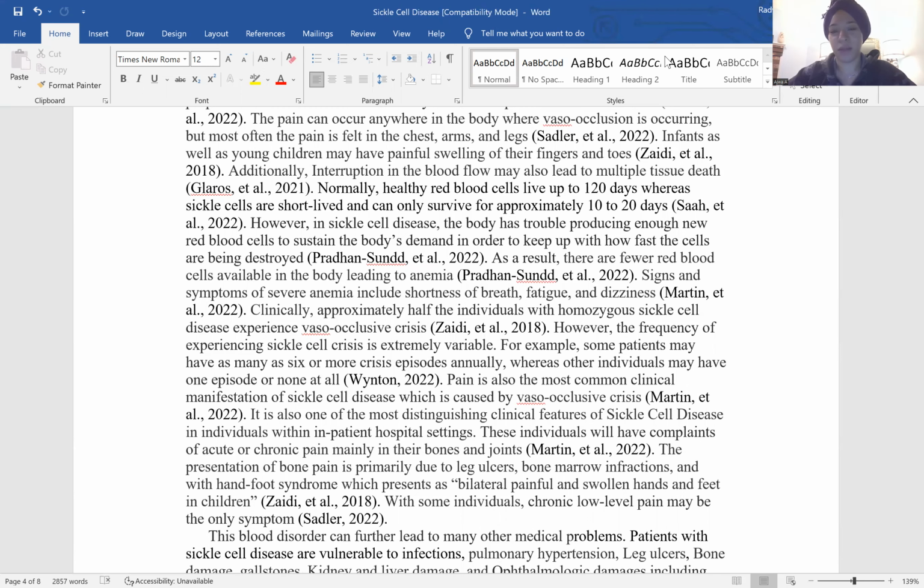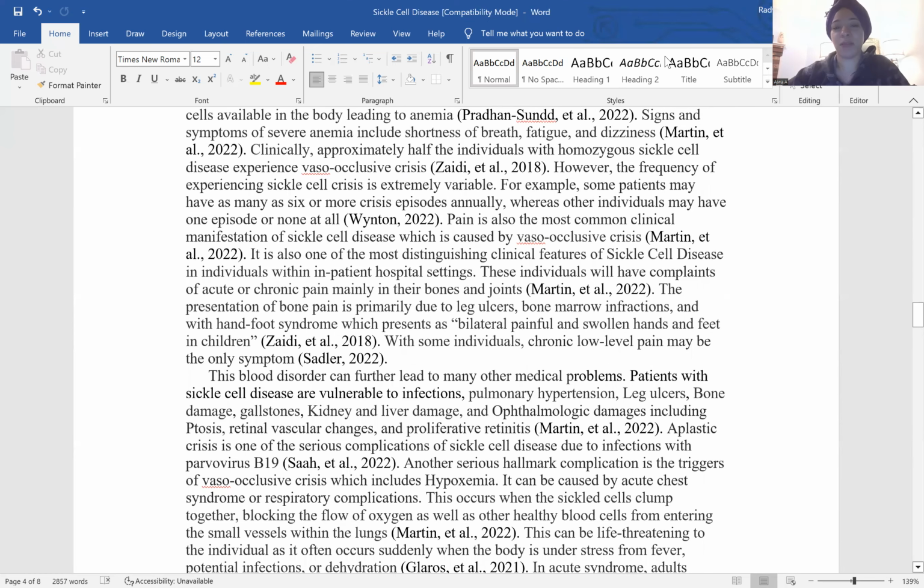Normally, healthy red blood cells live up to 120 days, whereas sickle cells are short-lived and can only survive for approximately 10 to 20 days. However, in sickle cell disease, the body has trouble producing enough new red blood cells to sustain the body's demand in order to keep up with how fast the cells are being destroyed. As a result, there are fewer red blood cells available in the body, leading to anemia. Signs and symptoms of severe anemia include shortness of breath, fatigue, and dizziness.